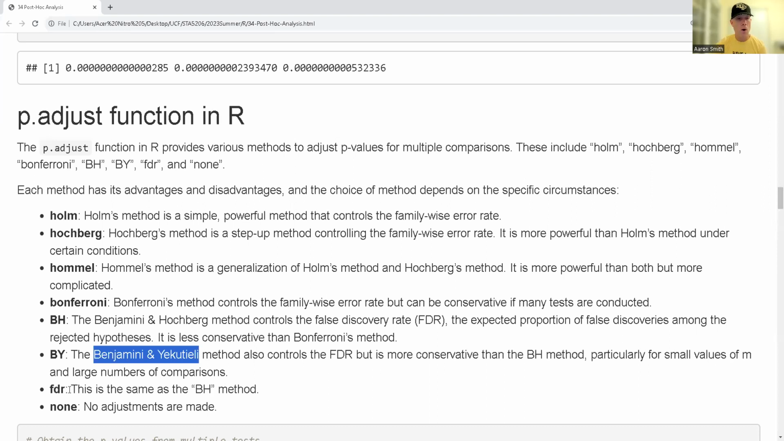And then FDR, this is the same as the BH method, and also the function will take the method of none, meaning that it just takes the straight value and doesn't adjust the p-values for you, which we need sometimes in statistical programming.